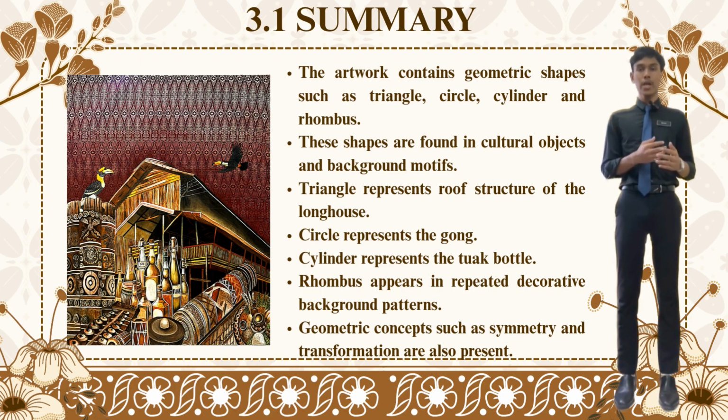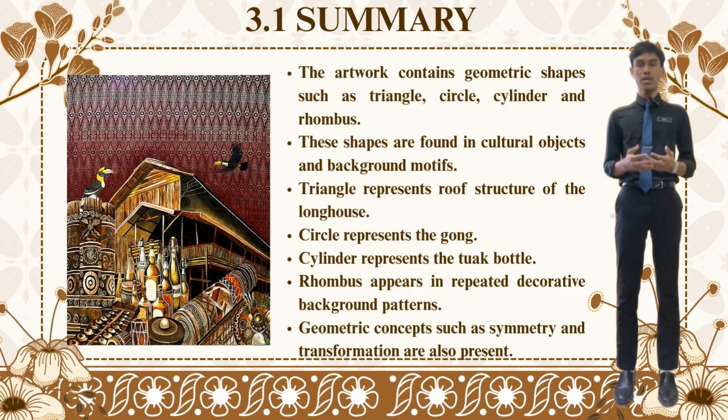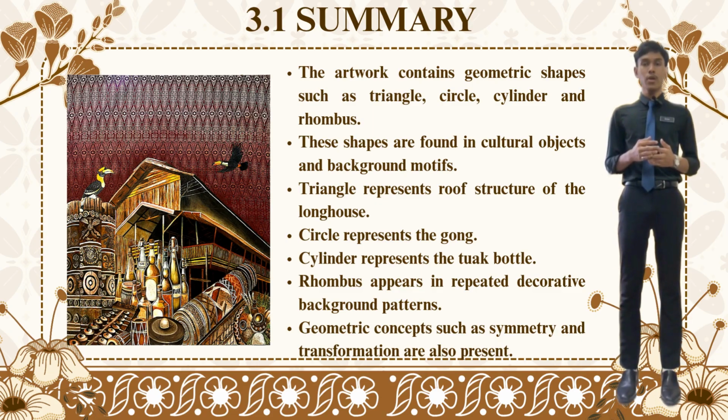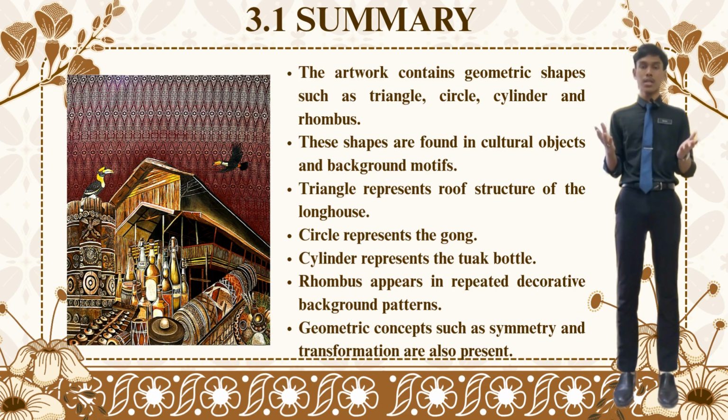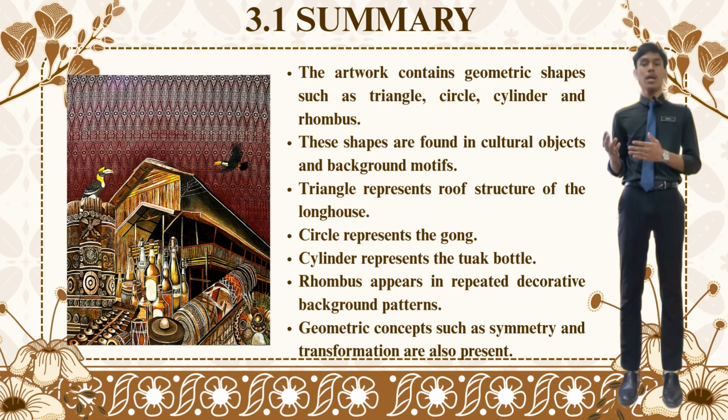In summary, the batik artwork contains several geometric shapes, such as triangles, circles, cylinders, and rhombuses. These shapes can be found in cultural objects and background motifs within the artwork. For example, the triangle represents the roof structure of the longhouse. The circle represents the gong, and the cylinder represents the tuak bottle. The rhombus appears in the repeated decorative background patterns. Overall, geometric concepts such as symmetry and transformation are also clearly applied in the design.